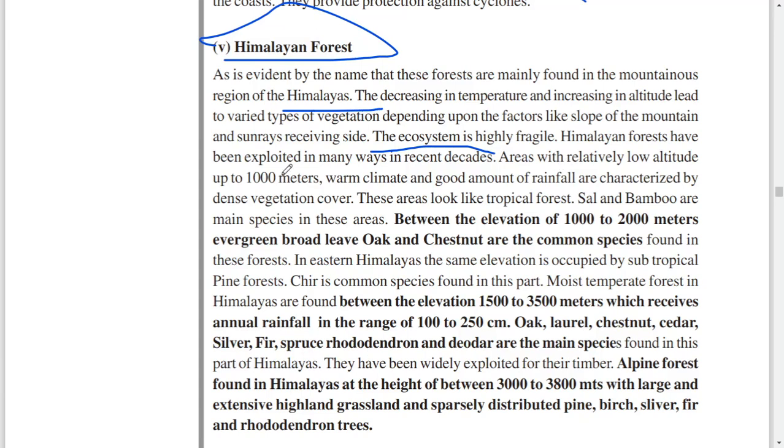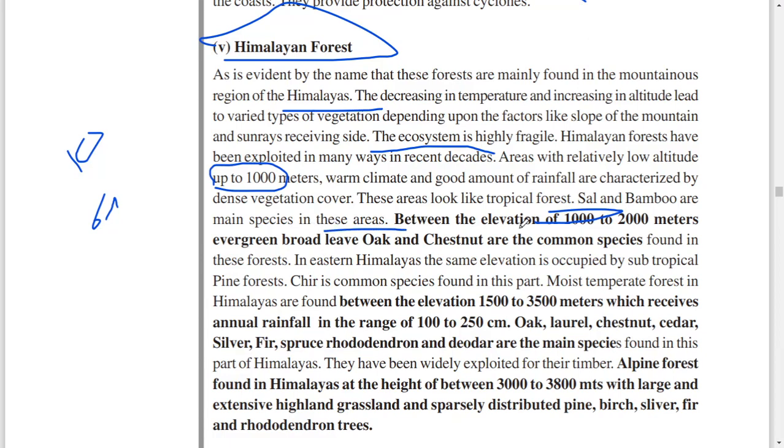Areas with relatively low latitudes, up to 1000 meters. There is a 6.4 degree temperature decrease in 1000 meters, that is 1 kilometer. Warm climate and a good amount of rainfall characterize dense vegetation cover. These areas look like tropical forests. And in tropical forests, sal and bamboo are the main species in these areas.